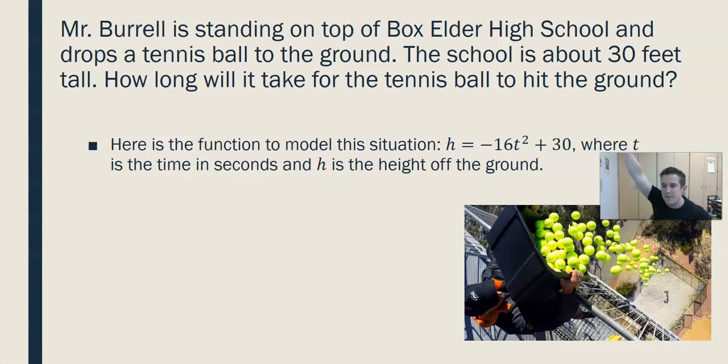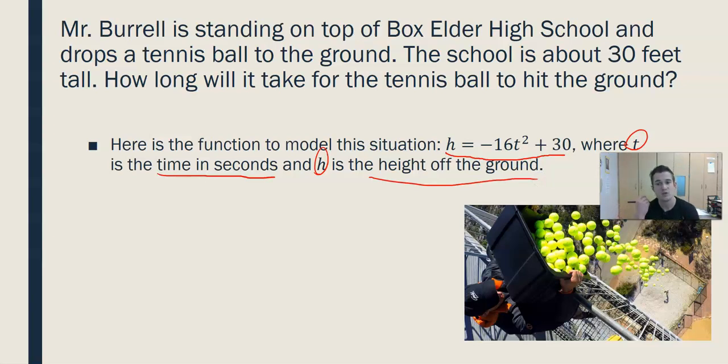So if I were to drop a tennis ball off the high school, which I did, then gravity is going to pull that tennis ball to the ground. So this right here is the function to model this situation. And this is real. This is like an actual equation modeling what gravity would do to this tennis ball. So h equals negative 16t squared plus 30, where t is the time in seconds that it's falling, and h is how high it is off the ground.